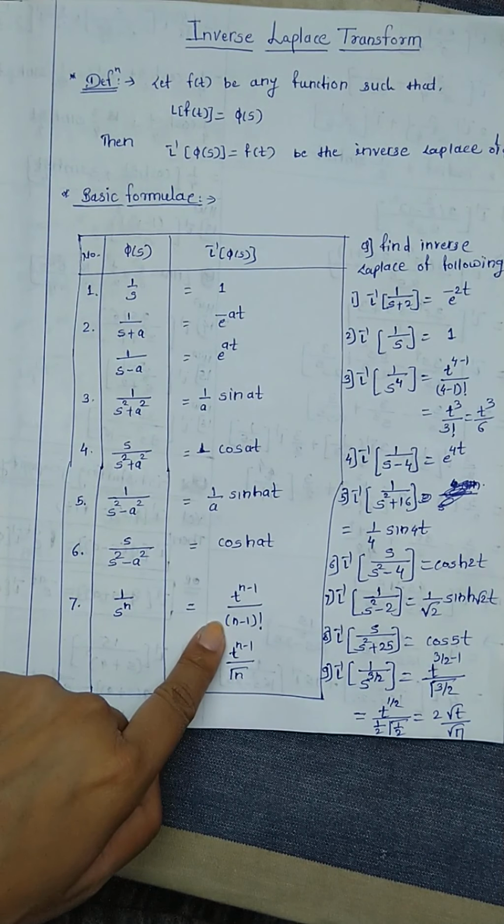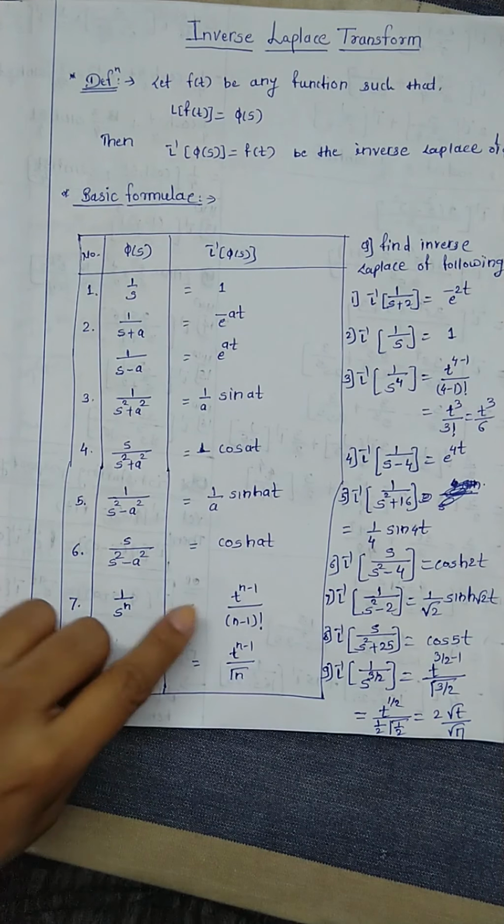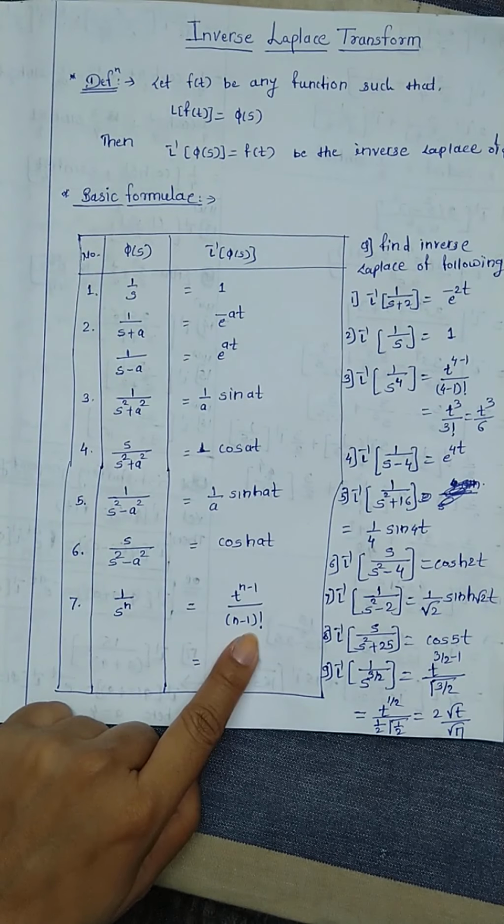This is the first formula, in factorial, when n is a whole number or integer: t raised to n minus 1 upon n minus 1 factorial.